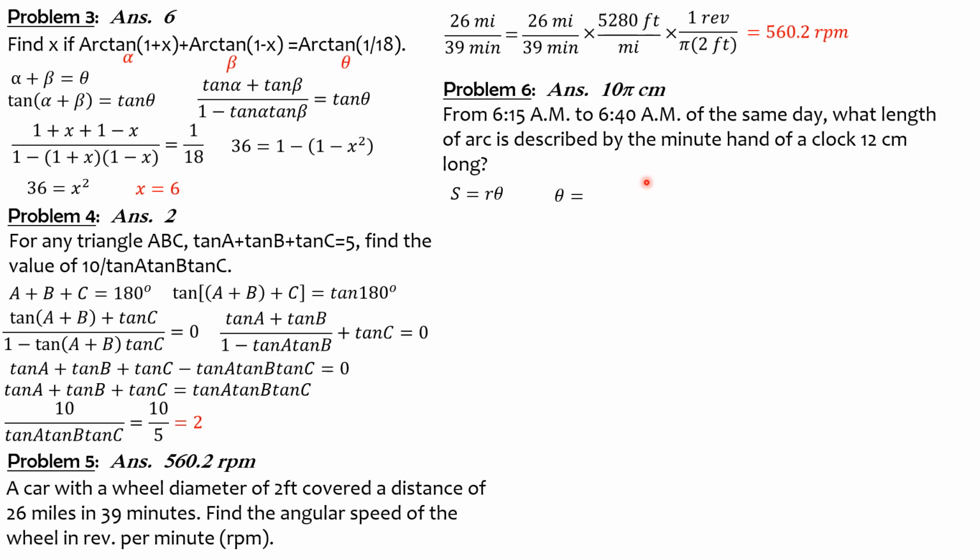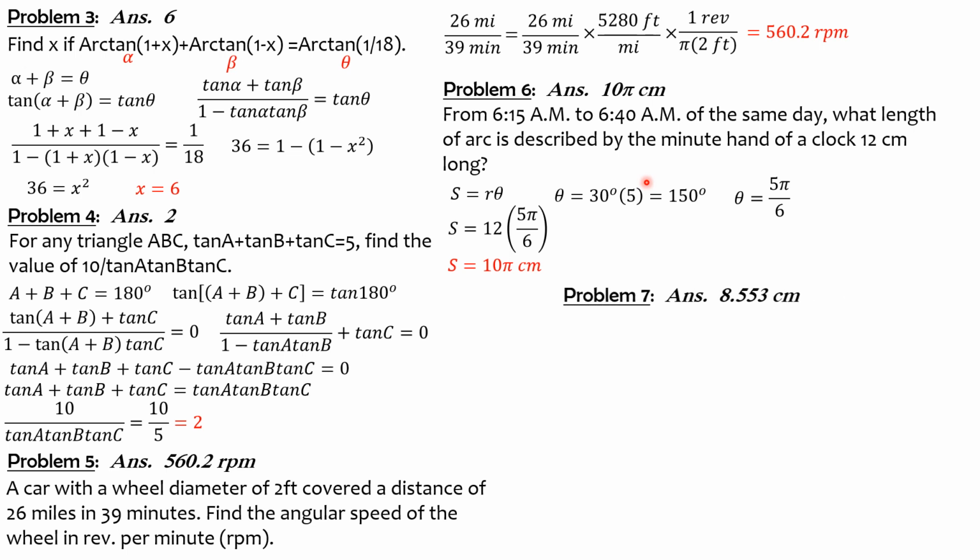And S is radius times central angle. The central angle is 30 degrees times 5, so 150 degrees, and that is 5 over 6 pi. Substitute: S equals 12 cm times 5 pi over 6, and that is equal to 10 pi centimeters.